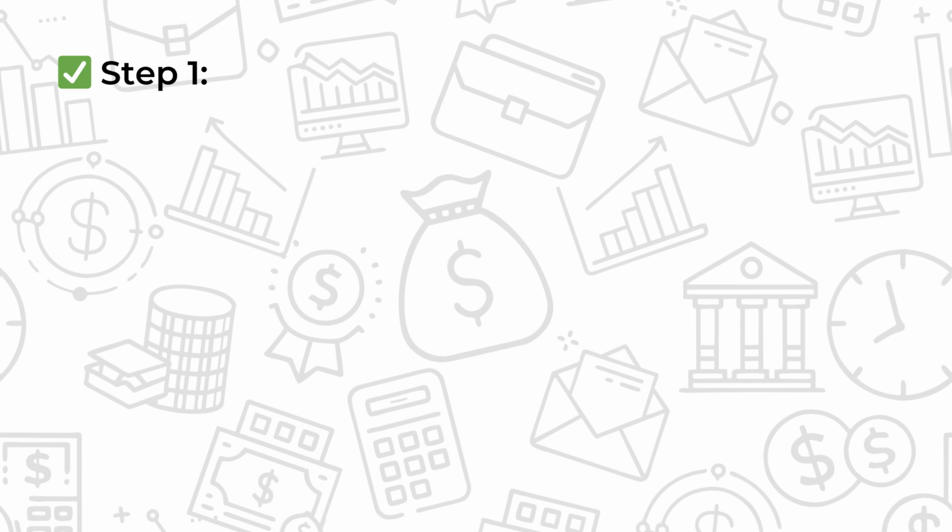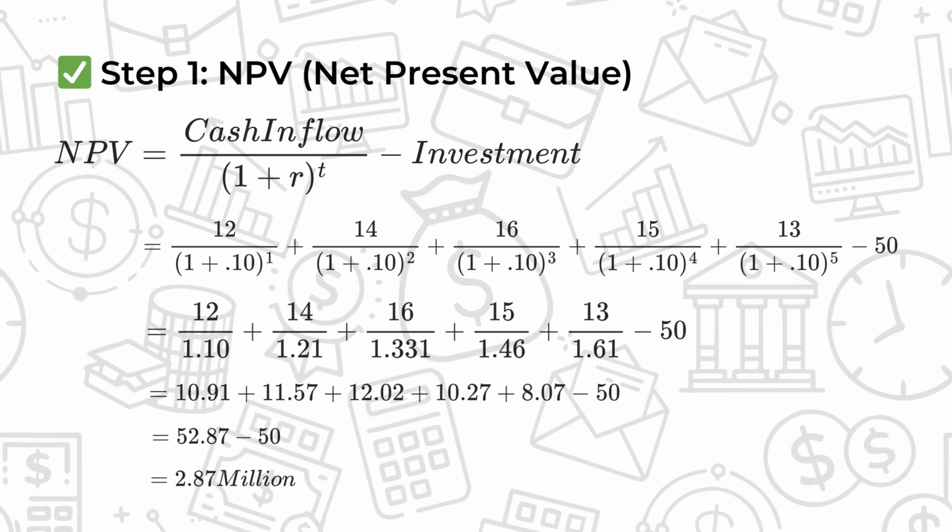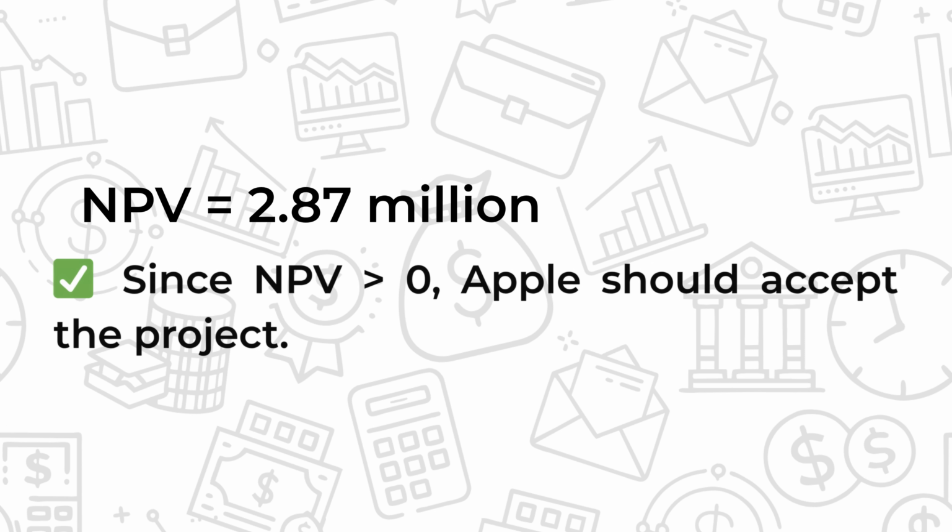Let's get into the calculations. Step 1 is NPV. Now let's solve the NPV using the given data. By putting all the values accordingly, the NPV is $2.87 million, which is greater than 0. Apple should accept the project.